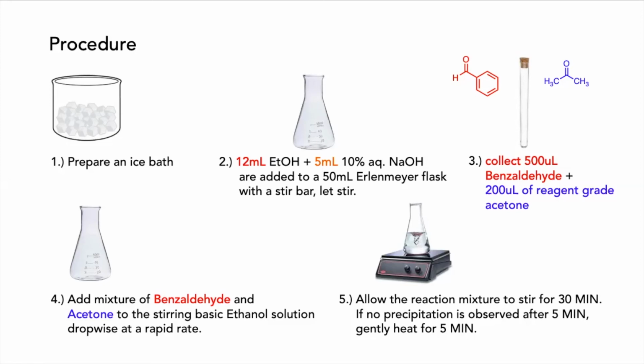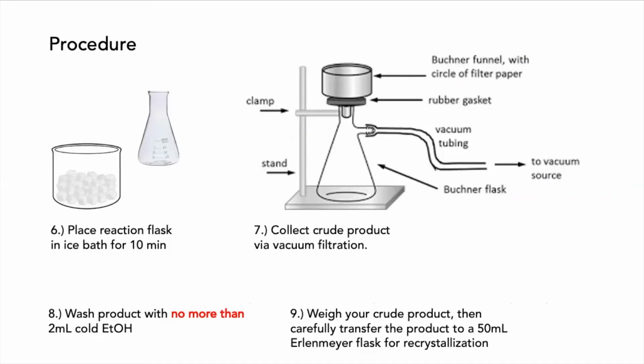The fifth step is to allow the reaction mixture to stir for 30 minutes. And then you're going to place your reaction flask into an ice bath for 10 minutes to let as much solid form as possible. And then you're going to collect your crude product via vacuum filtration. Make sure to wash your product with cold ethanol. And then you're going to weigh your crude product and transfer your crude to an Erlenmeyer flask for recrystallization.